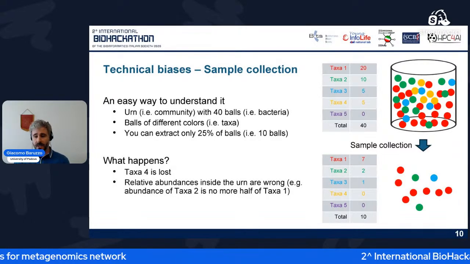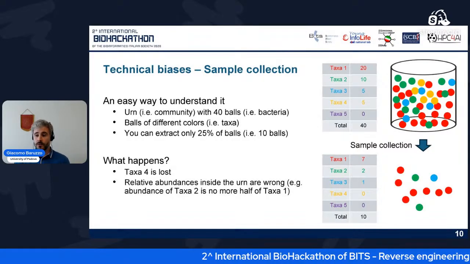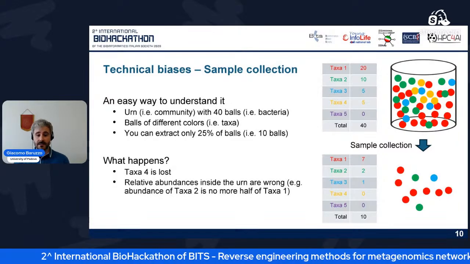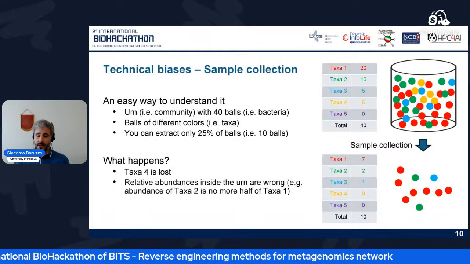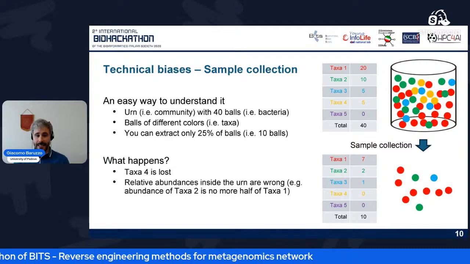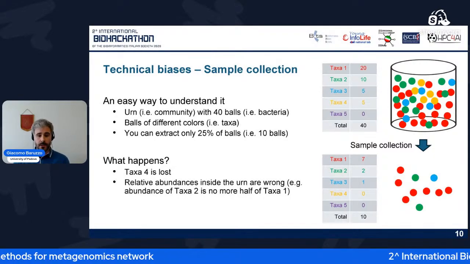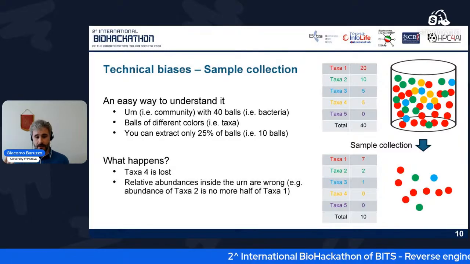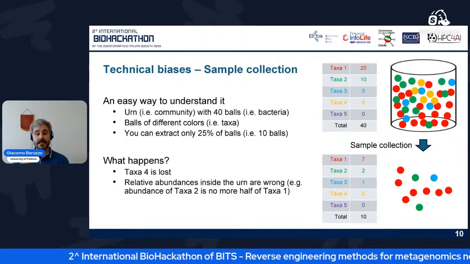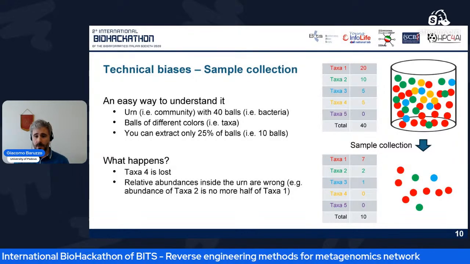What is happening? Well, in the bottom right part of the slide, you may see the results of a possible sample collection. We are able to collect overall 10 bacteria, our 10 balls, but what do we observe? Well, taxa 4, which was present with 5 bacterial cells in the original sample, now seems to be turned off. That bacterial species is not present in our sample.